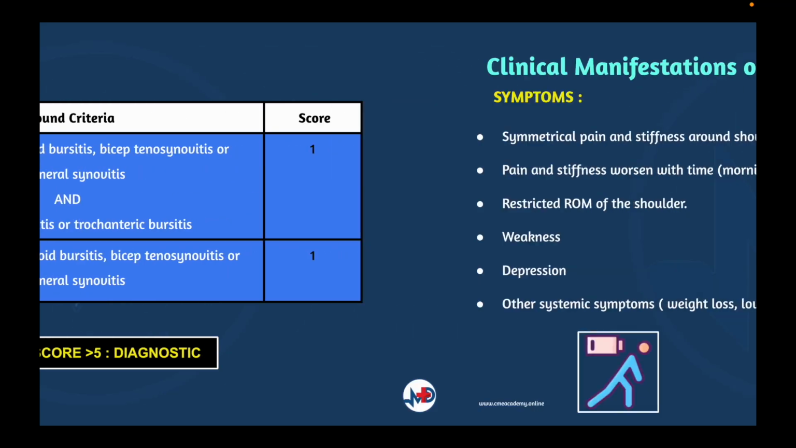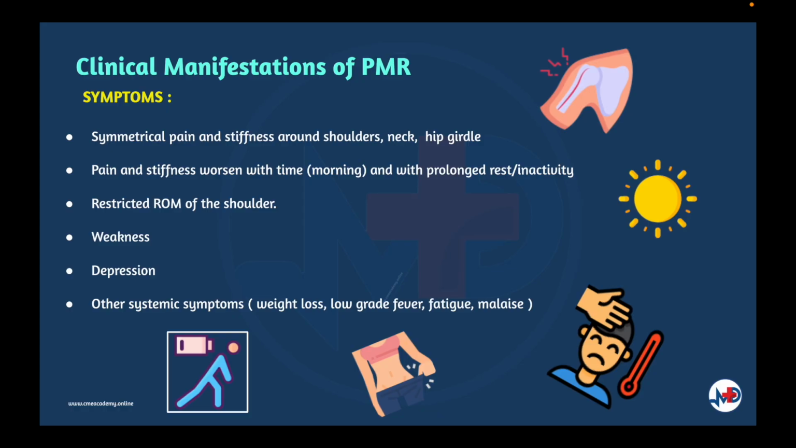Here are some of the symptoms of Polymyalgia Rheumatica that patients can present with. Firstly, there's symmetrical pain and stiffness in and around the shoulders, neck and hip girdle, especially in the morning, which also worsens after rest or prolonged inactivity. Next, there is also restricted range of motion of the shoulder. The patient might also experience weakness, fatigue, and malaise. Then there might be low-grade fever, and the patient may suffer from weight loss and vision changes. In terms of psychiatry, patients might also suffer from depression.